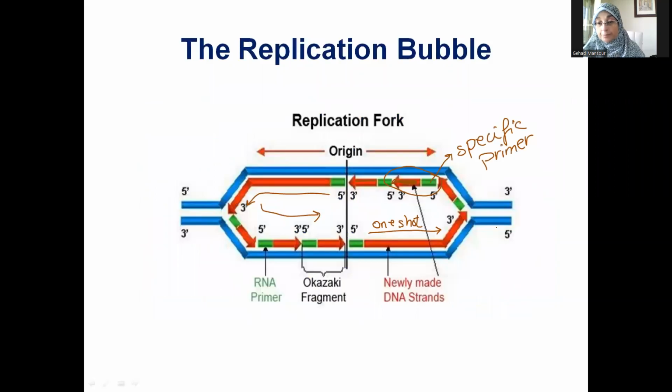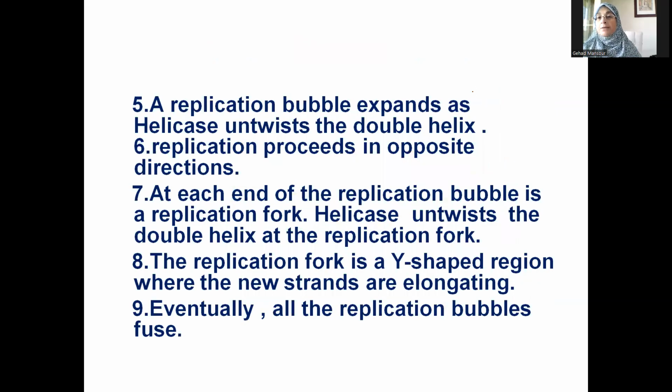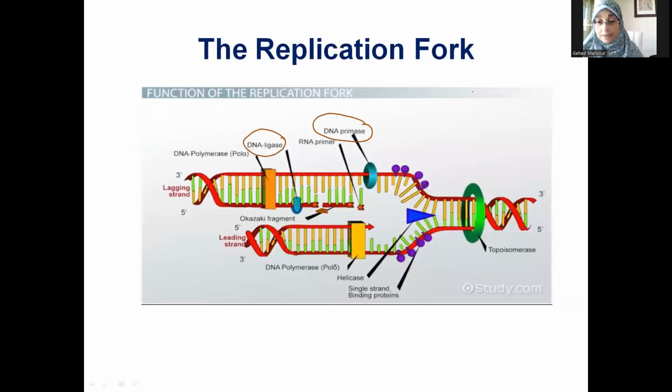The strand that has been replicated in one shot is called the leading strand, whereas the other strand that is made up in segments is called the lagging strand. The leading strand is so called because it is the leader. It is the one that has been replicated first in one shot. The lagging strand is lagging behind. It has to wait for the leading strand to be replicated, and it is replicated in Okazaki fragments.